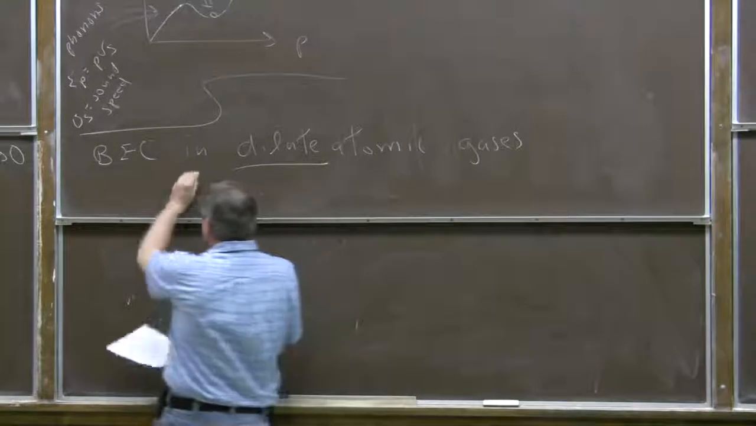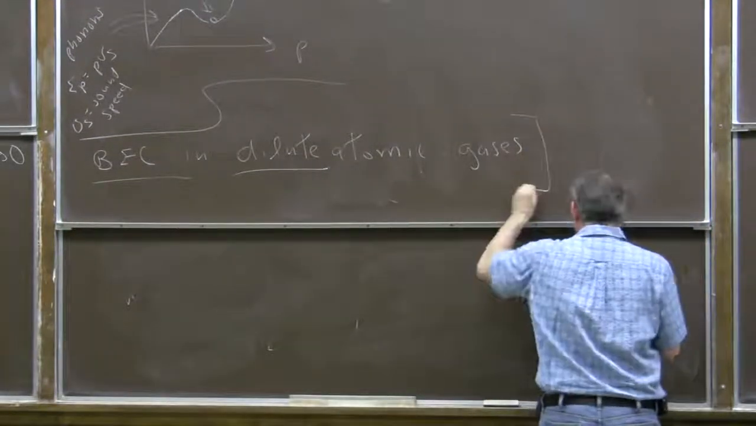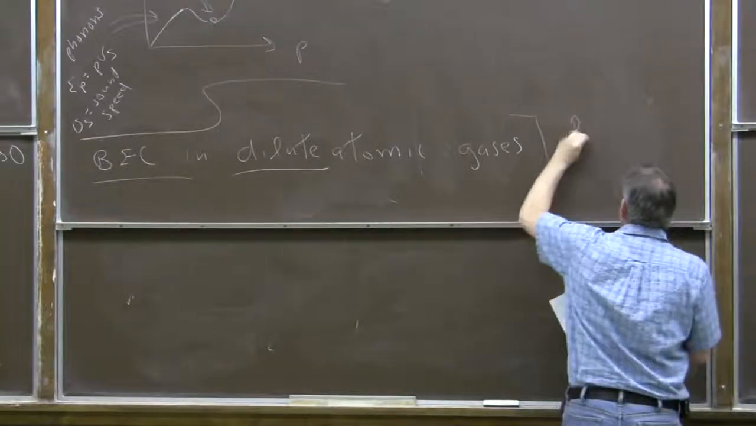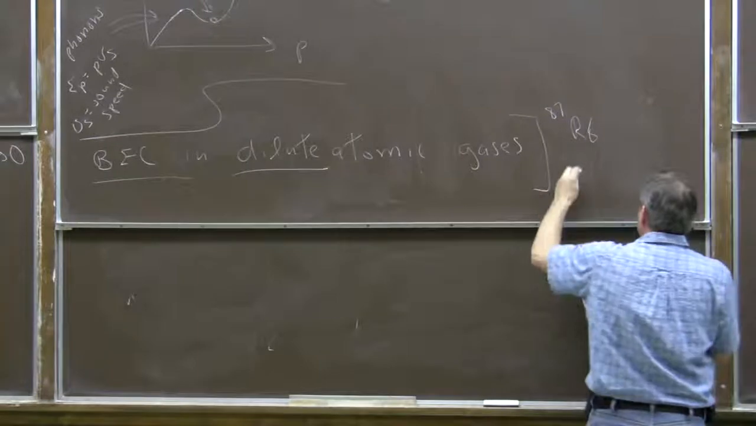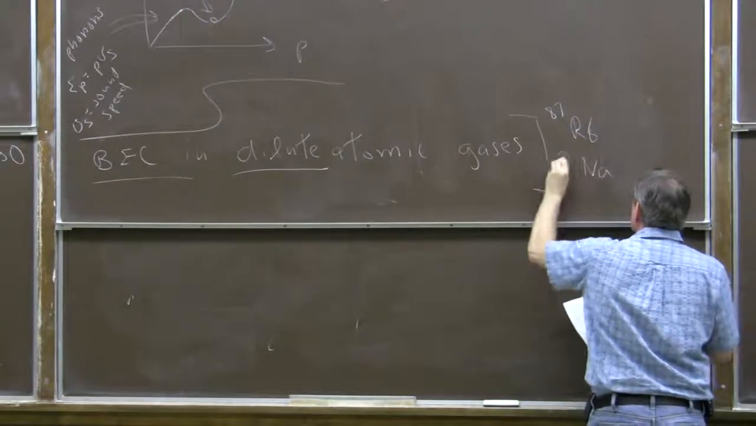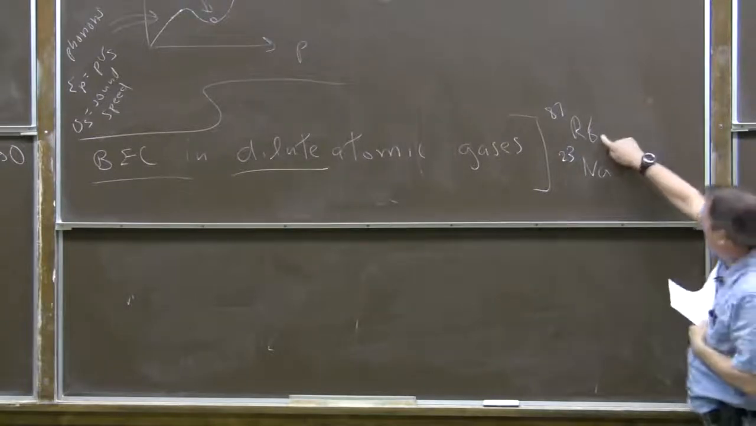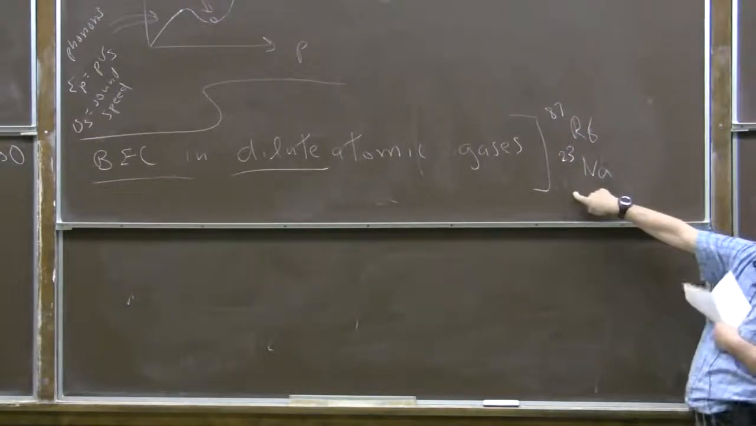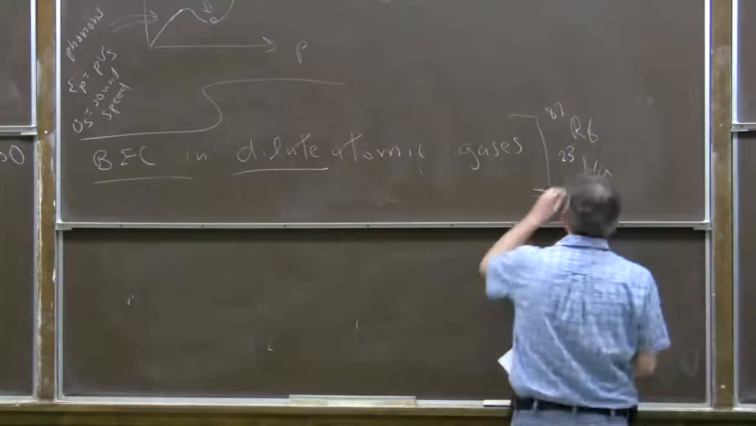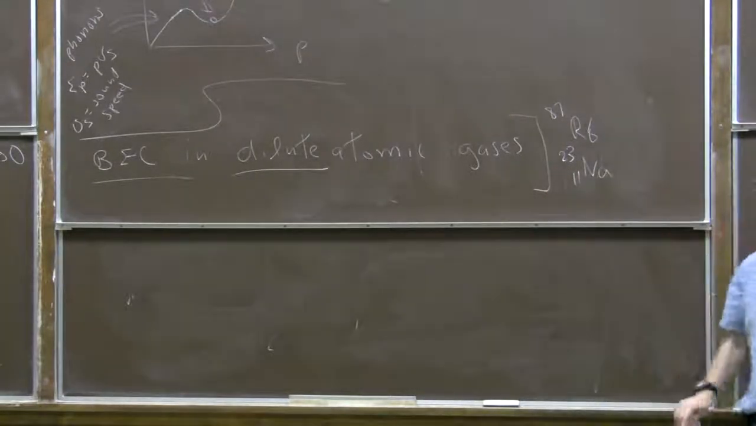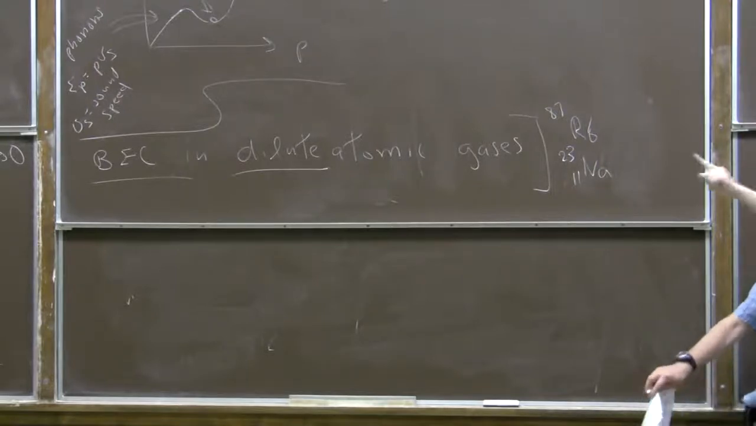The first two atomic BECs were achieved in alkali metals, rubidium-87 and sodium-23. Well, you know these are both alkali metals. Anybody know the atomic number of sodium? Okay. Well, how about rubidium? Think about the periodic table.